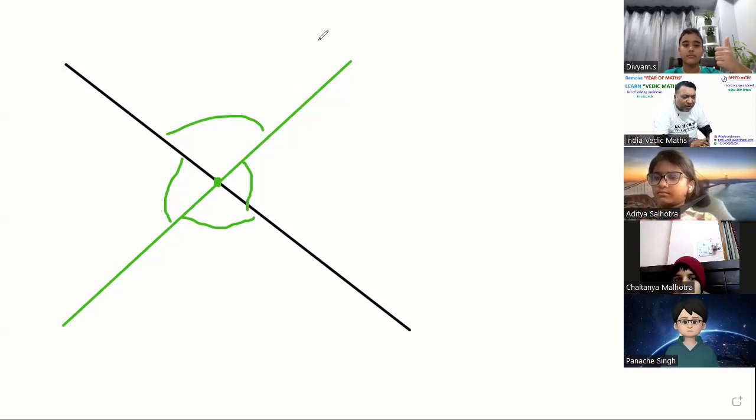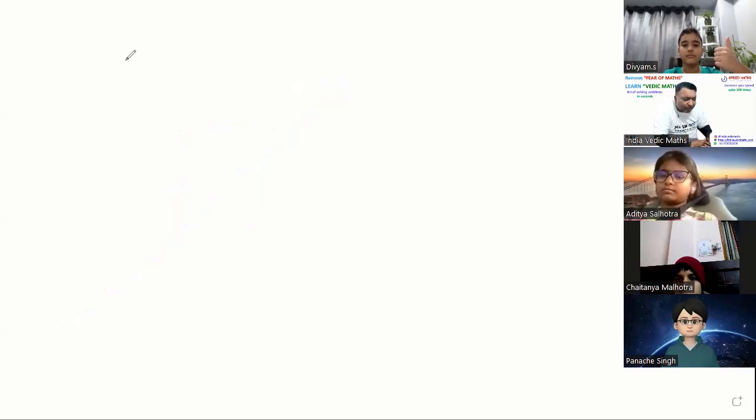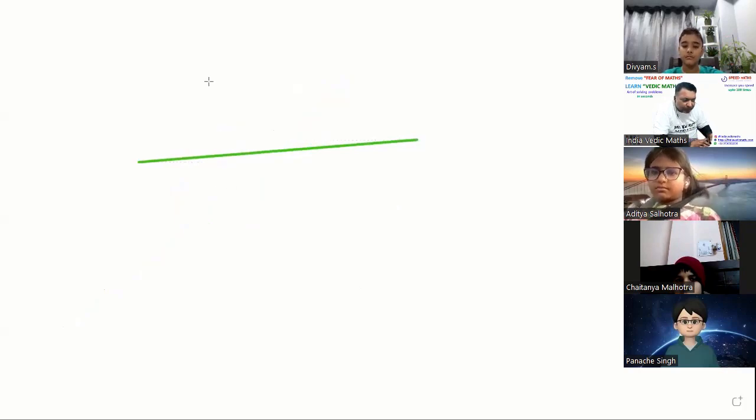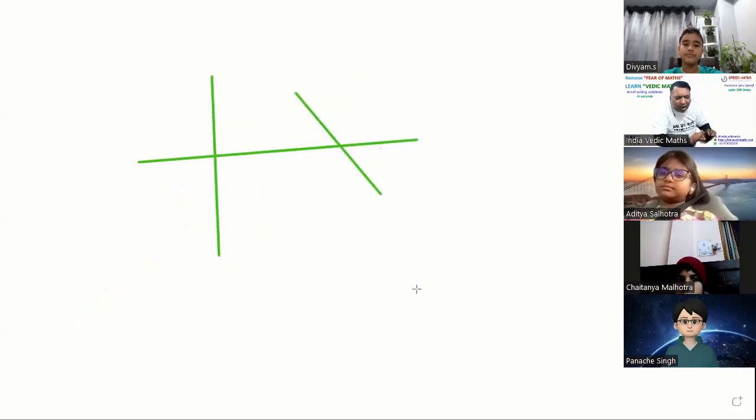Now, before we go to types of angles, Divyam and everybody, if I put one line like this, one line like this, one line like this, can you tell me how many total angles are formed in this diagram? Try and count and tell me on chat. How many angles are formed?